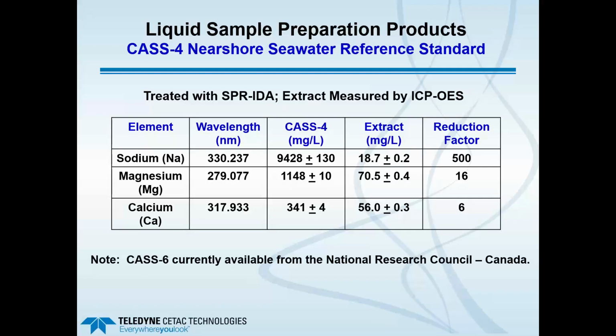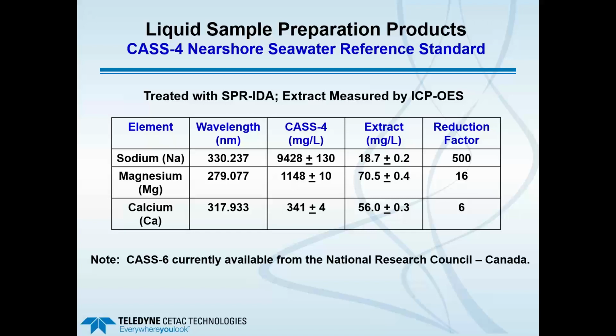First we wanted to see, and we did this measurement by ICP optical emission, how good a job this does of reducing some of the high matrix components, specifically the sodium in the sample. There you see the sodium is really reduced by about a factor of 500, from nearly 10,000 ppm down to about 20.